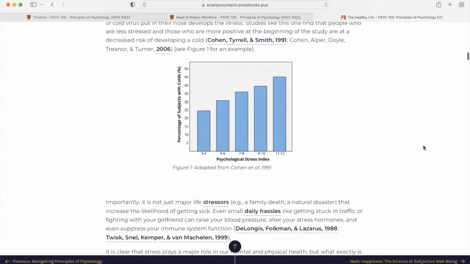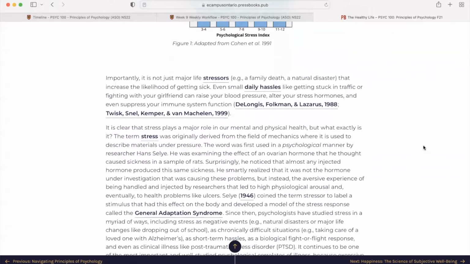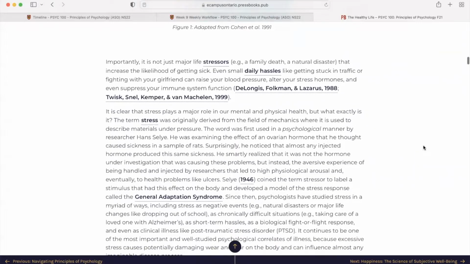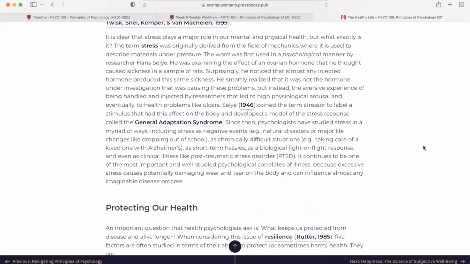Importantly, it is not just major life stressors, for example, family death or a natural disaster, that increase the likelihood of getting sick. Even small daily hassles like getting stuck in traffic or fighting with your girlfriend can raise your blood pressure, alter your stress hormones, and even suppress your immune system function. It is clear that stress plays a major role in our mental and physical health, but what exactly is it?